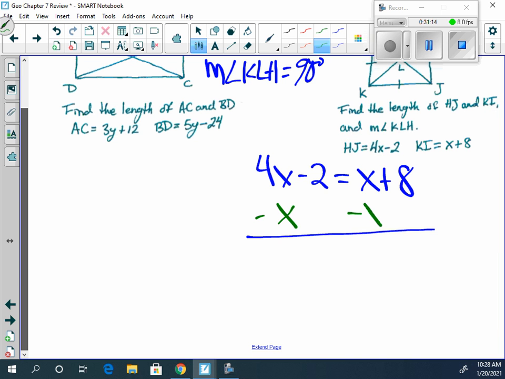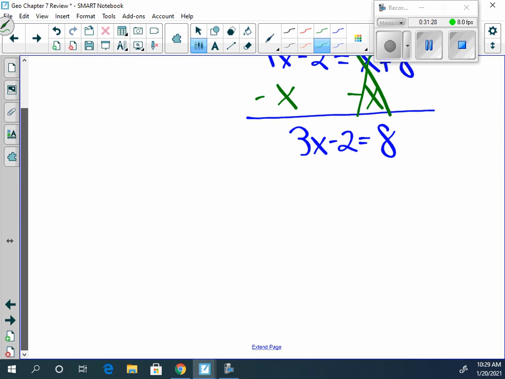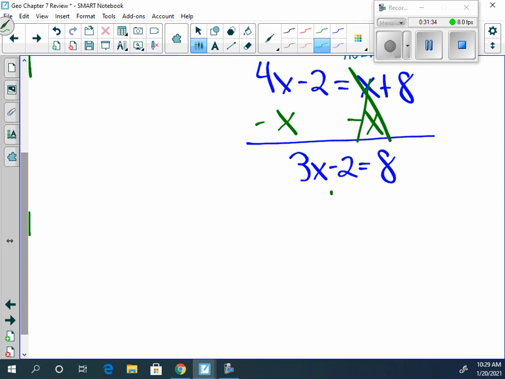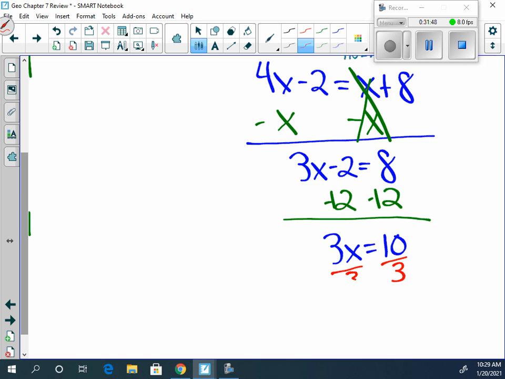Well, I'm going to subtract x from both sides because I want to get x on the same side of the equation. 4x minus x would give us 3x minus 2 is equal to 8. And once we do this, we can add 2 to both sides. And when we add 2 to both sides, we'll get 3x is equal to 10. And last but not least, we would divide by 3, and that tells us that x is equal to 3 1/3.